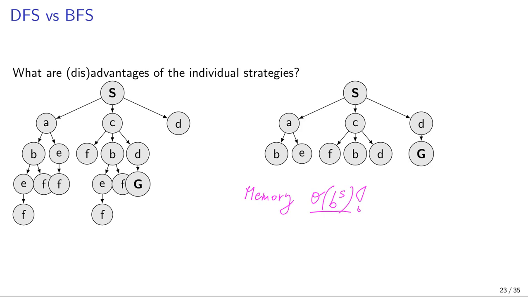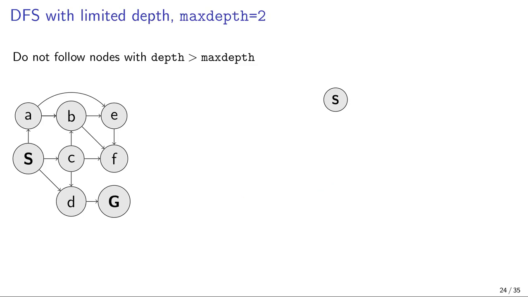So how to solve the dilemma? For instance, let's think about the depth first search with limited depth. Now the depth first search algorithm stops at a given depth. Okay, so now we reach the maximum depth.